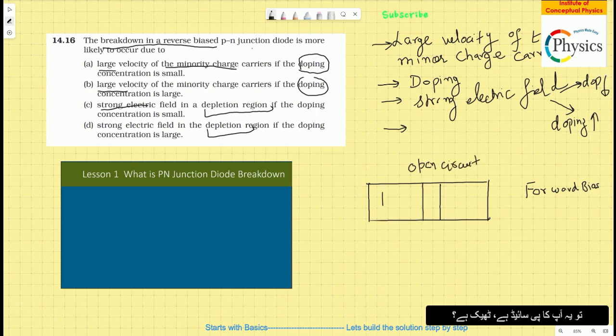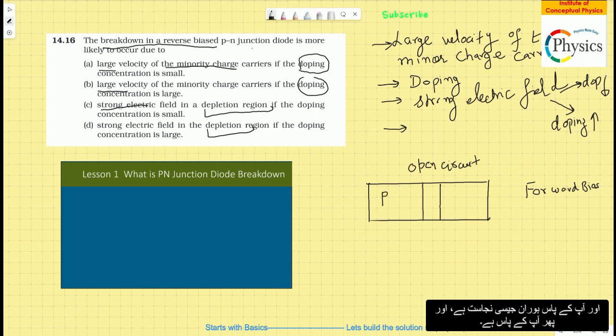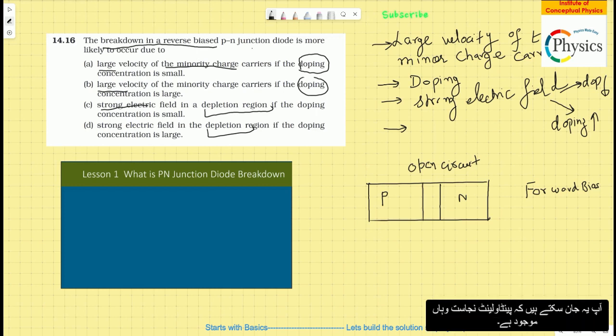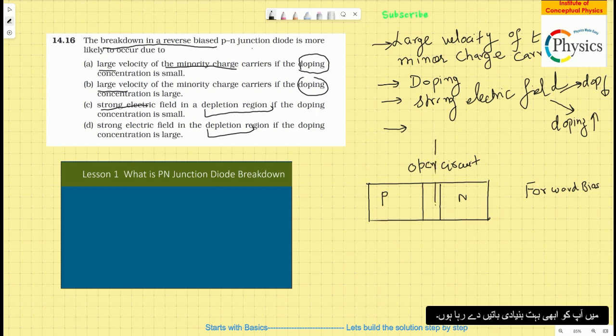So this is your P side, right? And you have impurities like boron, and then you have N side impurities like phosphorus. You can find out pentavalent impurities are there. This is, I'm giving you the very basics right now. I think it has not come in the center. Let me just make it in the center.